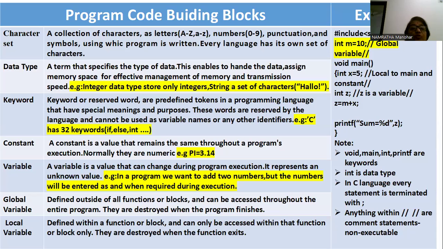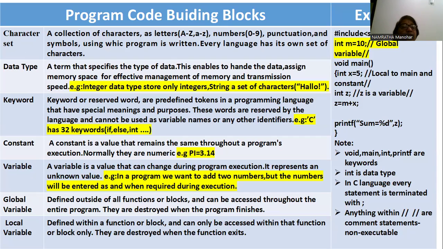Now, program code building blocks. Here we will see certain examples. First, we need to see what is the character set. Every language has its own character set. These building blocks are unique to every programming language. So we need to study for that particular language what these aspects are.